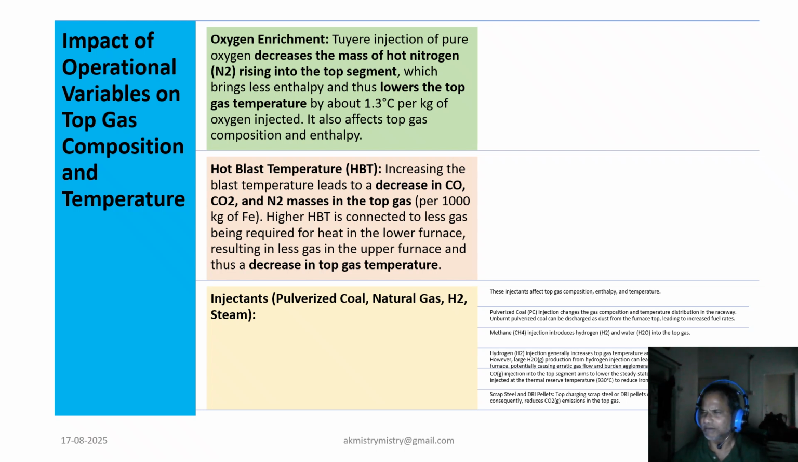On the other hand, a high value of total CO plus CO2 in the top gas can be an indicator of increased direct reduction happening deeper in the furnace. So operators need to focus on the CO2 as well as the CO part. The amount of carbon used for direct reduction can even be calculated from this top gas composition.